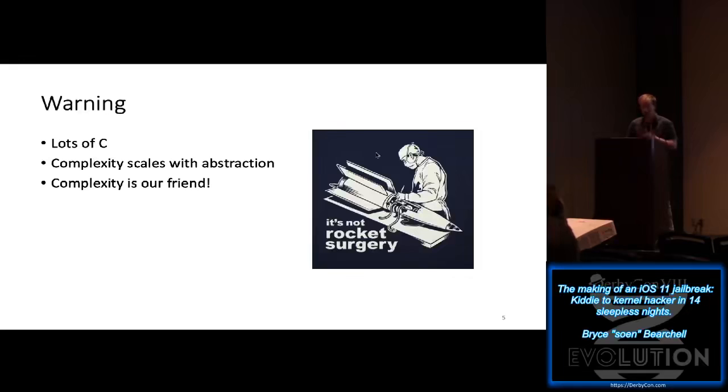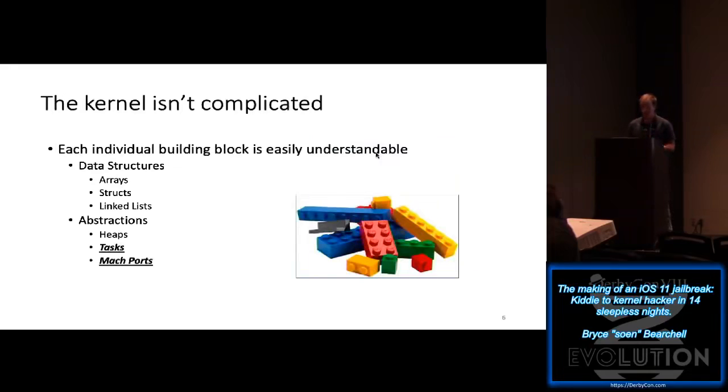So I do have a little bit of a warning. There is going to be a lot of C in here. But don't be afraid of the complexity. We're taking simple abstractions, we'll call them Lego blocks, and we'll build a building. All right? And complexity is our friend, because the bugs that we're using to exploit iOS are a result of this building complexity in the operating system.